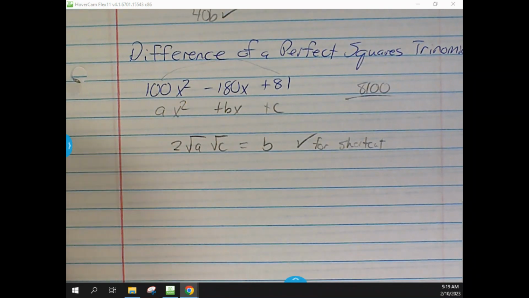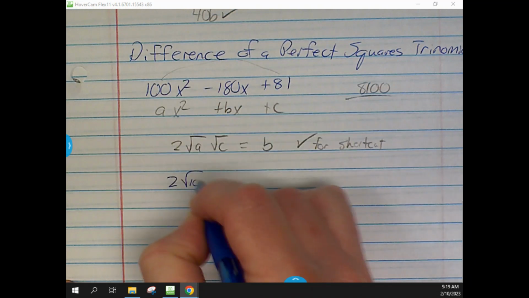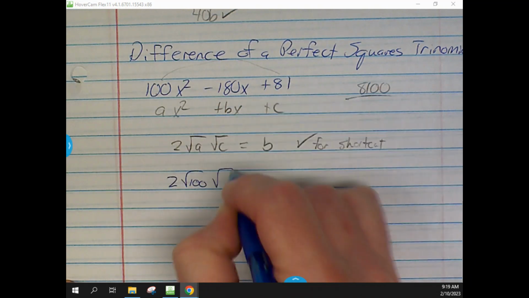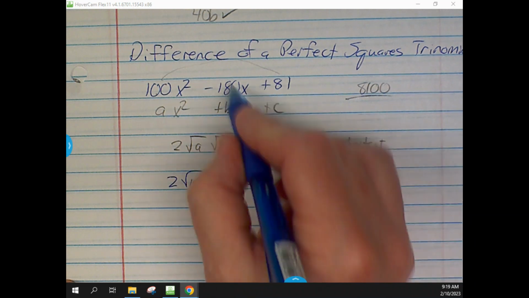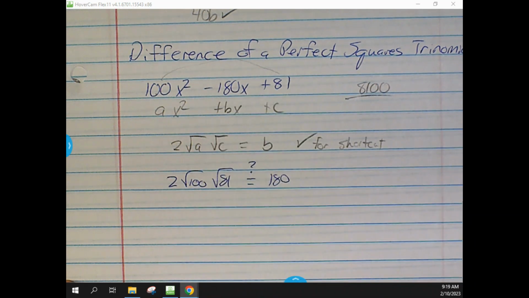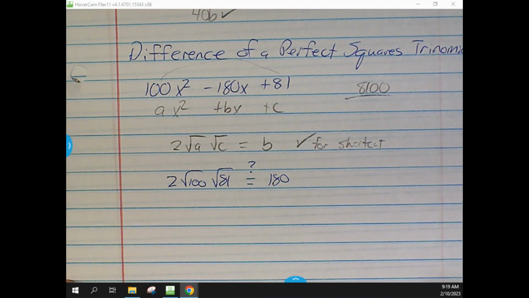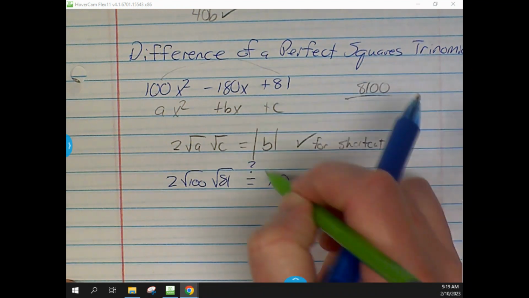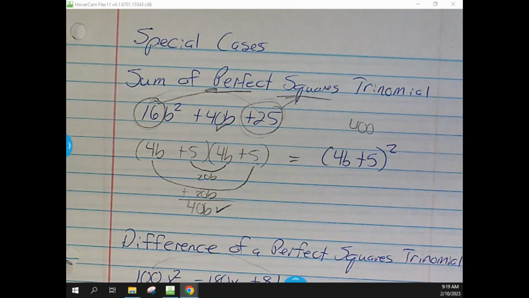So according to their thing, if you do 2 times, well, the square root of the A in this case would be 100. The square root of C is 81. And the question is, all right, if I do that, does that come out to be the B term, which is 180? Now, if the middle term is negative, sometimes they'll do an absolute value of the B term, because it depends on if that B term is positive or negative. Kind of depends on what we're doing here.